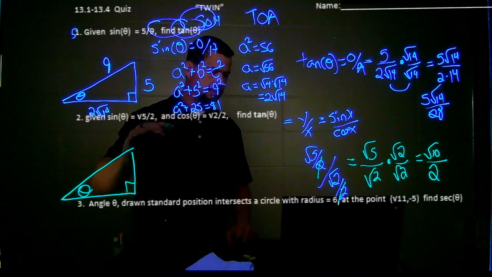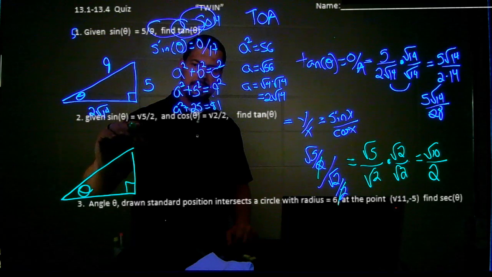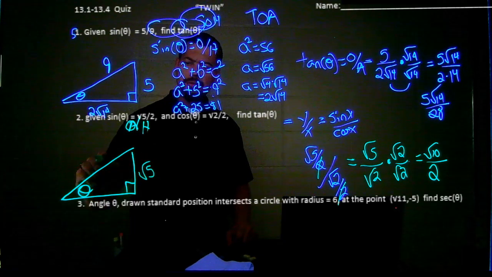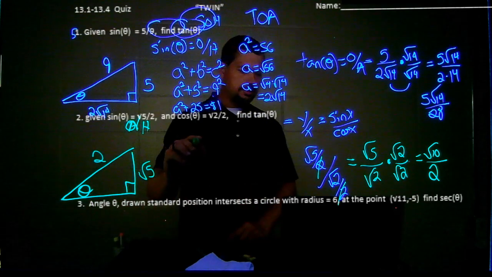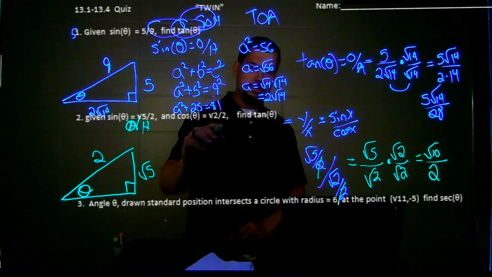We have sine, which is adjacent over hypotenuse. So next to the angle is going to, sorry, sine is opposite. Opposite of the angle is a root 5, and the hypotenuse is a 2. Cosine is given as root 2 over 2, and cosine is adjacent over hypotenuse.